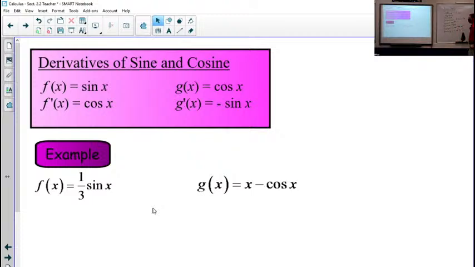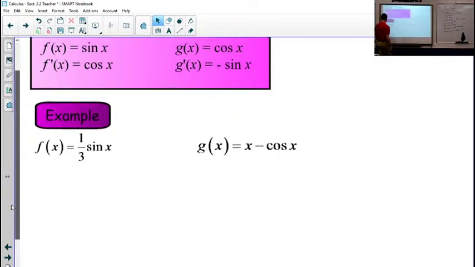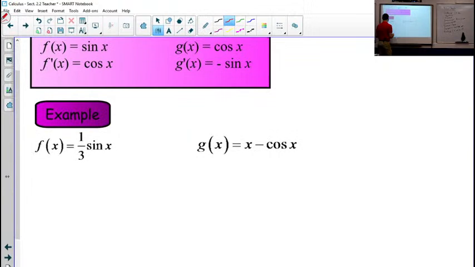So we'll do some examples using these derivatives. F of x is 1/3 sine of x, so f prime of x. If there's a constant out in front, we're going to leave it as a constant out in front. 1/3 derivative of sine of x is cosine of x.